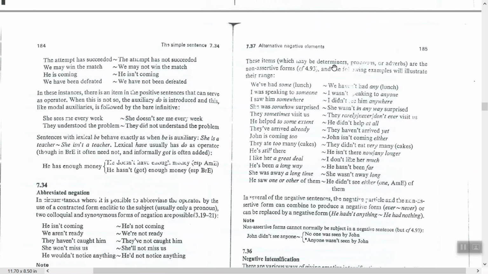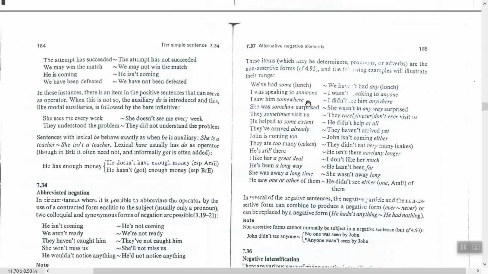These items, which may be determiners, pronouns, or adverbs, are non-assertive forms. Here we have some examples. We've had some lunch; we haven't had any. Negative or non-assertive form. I was speaking to someone: affirmative, assertive form. I wasn't speaking to anyone: non-assertive. I saw him somewhere. I didn't see him anywhere.